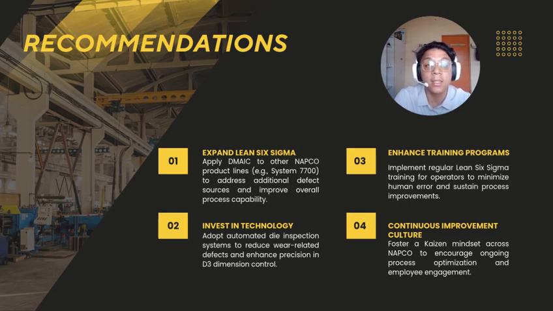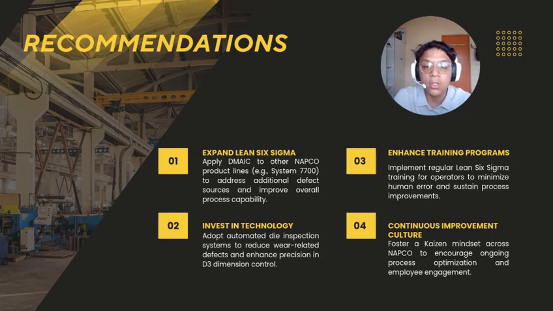Second, invest in technology. Automated die inspection systems can detect wear early, reducing defects and ensuring precision in the D3 dimension. This could save time and cost in the long run. Third, enhance training. Regular Lean Six Sigma workshops for operators will minimize human errors and keep our process sharp. A well-trained team is key to sustaining quality.